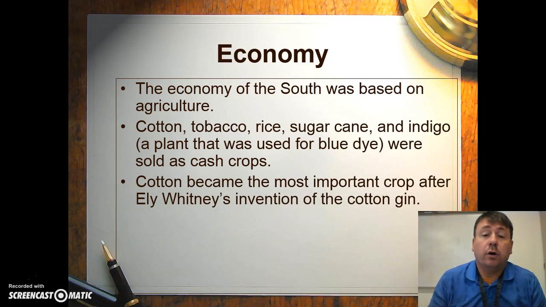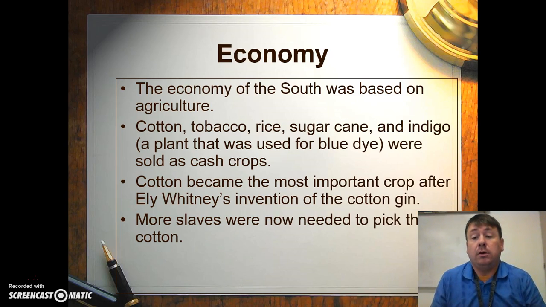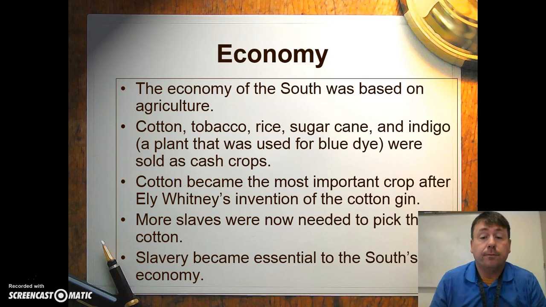And cotton became the most important crop after an inventor named Eli Whitney created the cotton gin. The cotton gin was a tool they could use to separate the seeds from the cotton. I don't know if any of you ever picked cotton, but it's really tough to get the seeds out of it. Because of the cotton gin, they were able to produce more cotton. And since they were able to produce more cotton, they needed more slaves to pick that cotton. So Eli Whitney's cotton gin allowed slavery to expand in the South. And slavery became essential to the South's economy as well.